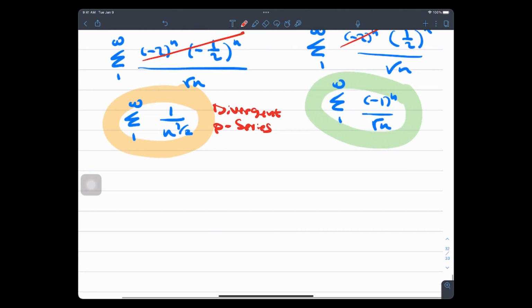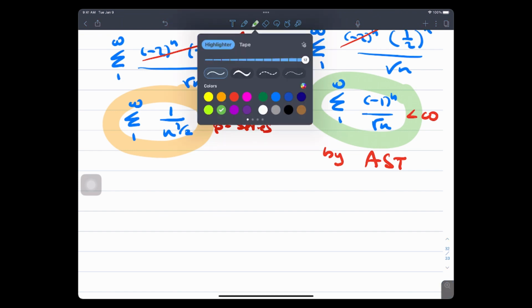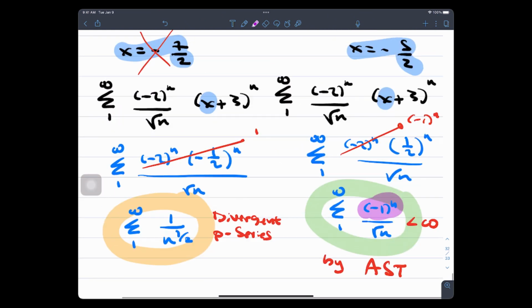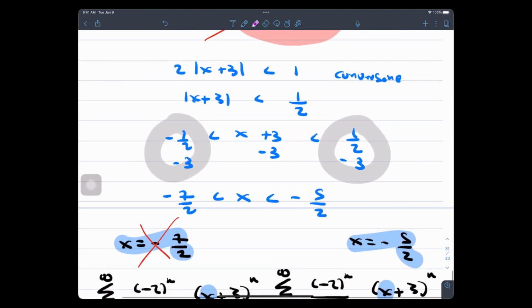And then what do you guys know about this one? This converges. How do you guys know that converges? By what? What's the test? The alternating series test. Do you guys remember what that test is? This is an alternating series, but the 1 over square root of n, isn't that decreasing? That limit goes to 0? You know, that's the deal. So you include negative 5/2 as an endpoint.